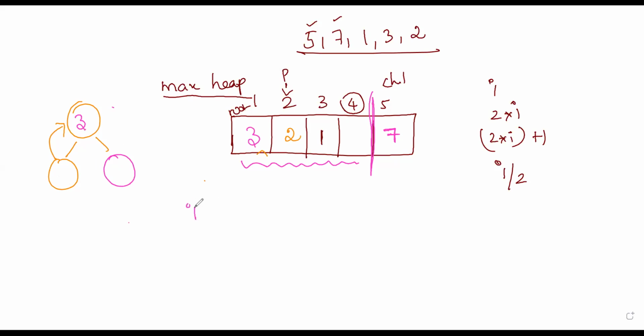Same thing. For 3, i is equal to 1 here. Left will be 2 star i, which is 2 star 1, which is 2. So the second position element is 2, which will come here on the left side. The right child will be 2 star 1 plus 1, which is equal to 3. The third position element is 1. Since it's a max heap, it already satisfies the max heap property, so don't do anything. You have deleted it properly.